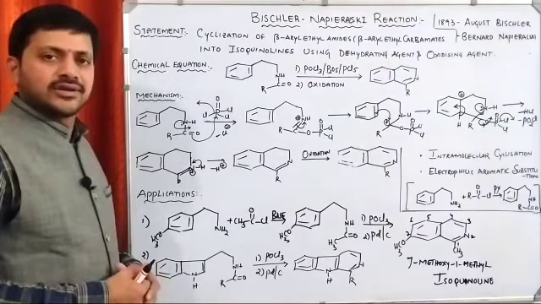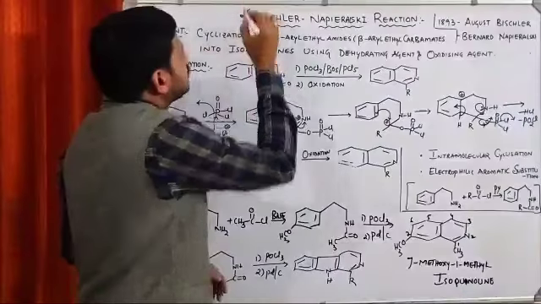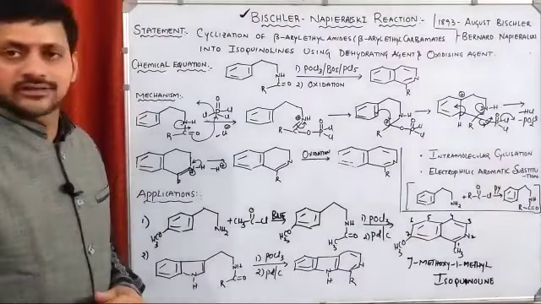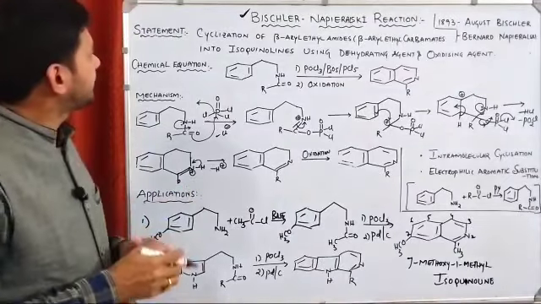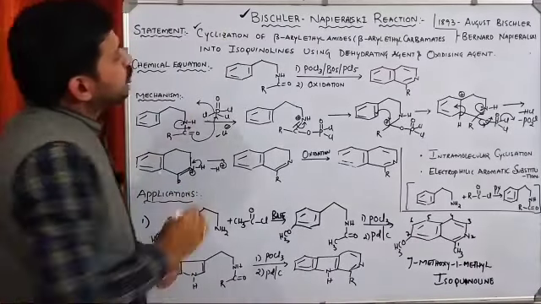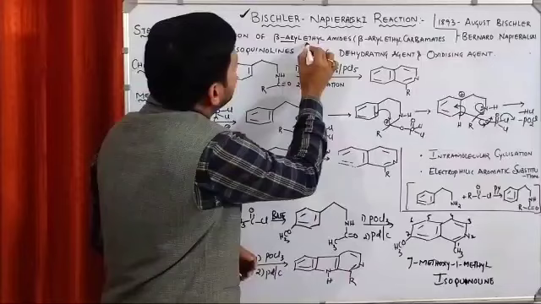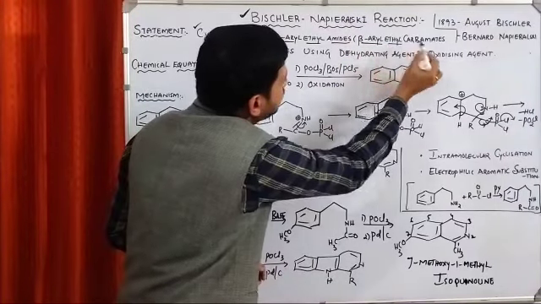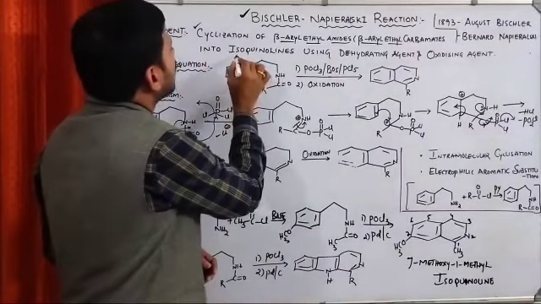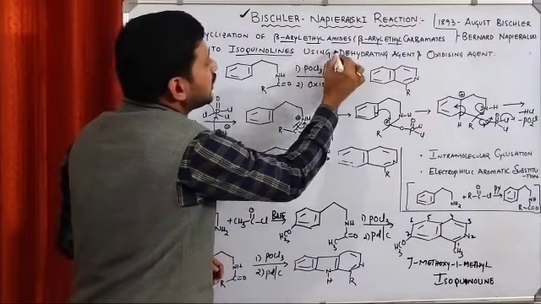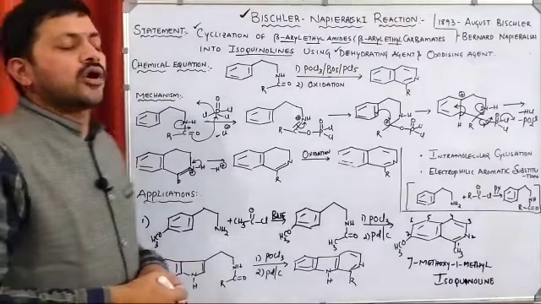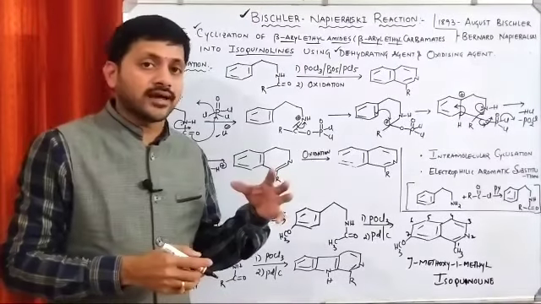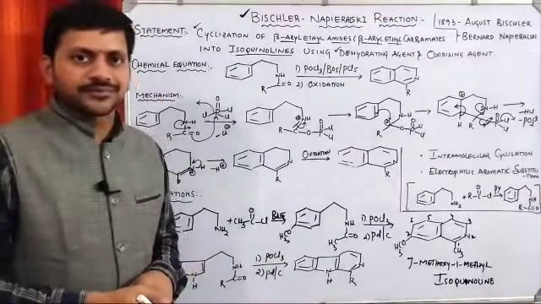Let's discuss the next named reaction, that is the Bischler-Napieralski reaction. Let's see the statement. The cyclization of beta-aryl ethyl amides, commonly called beta-aryl ethyl carbamates, into isoquinolines using a dehydrating agent and an oxidizing agent, commonly called the BN reaction.